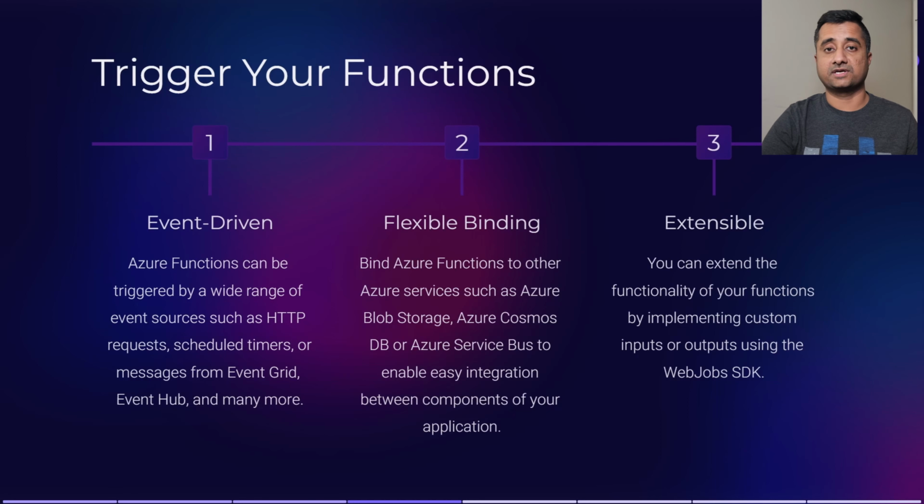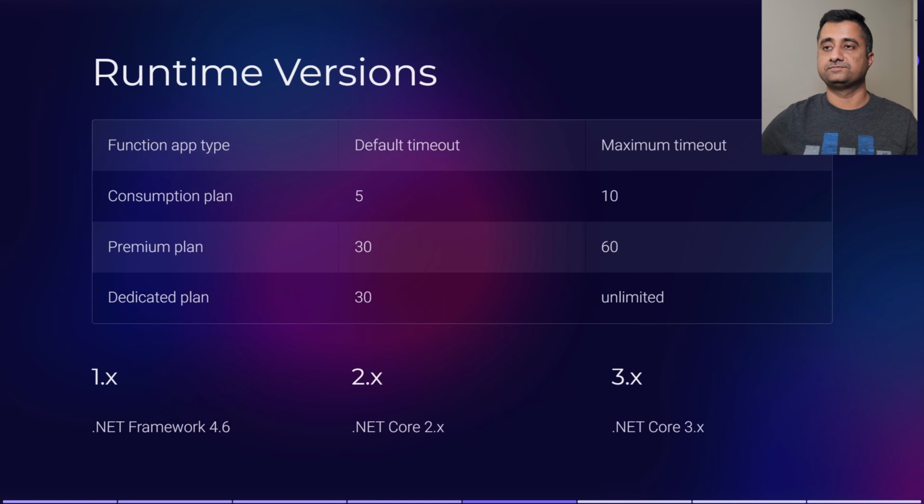The second one is flexible binding. Azure Functions can be bound to other areas of Azure. For example, in most scenarios you could call the function app and that could push some data to your service bus. The third one is that it is very extensible, so you can extend it and use it for your custom purposes.